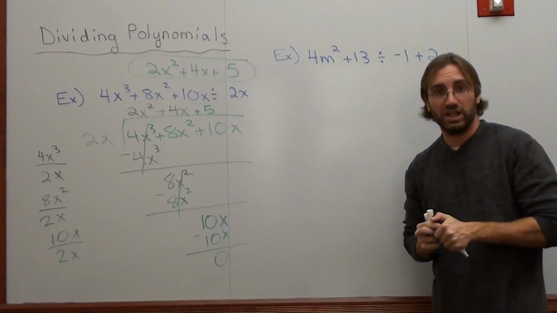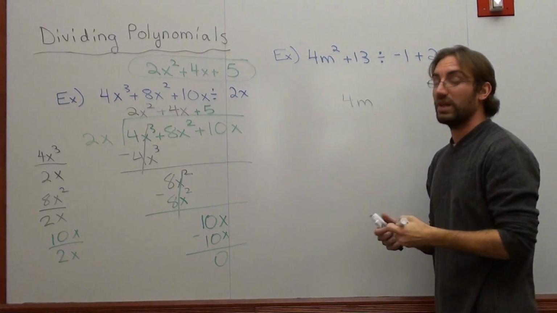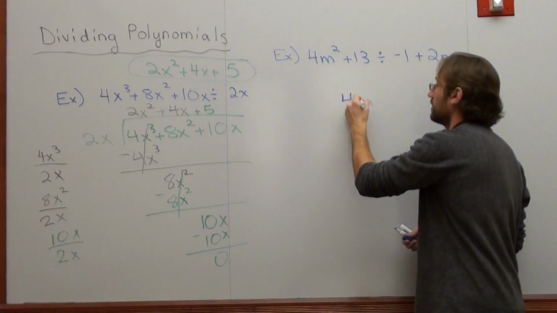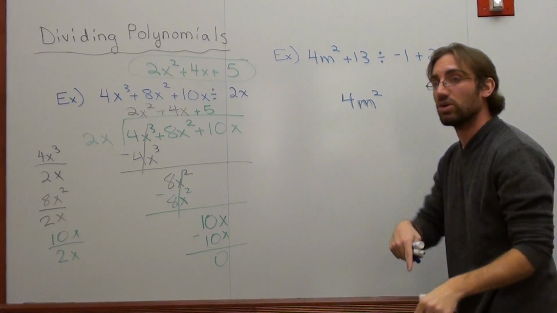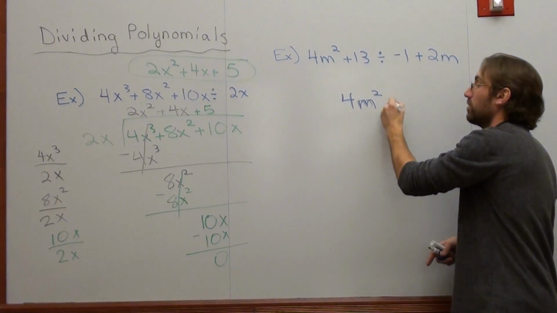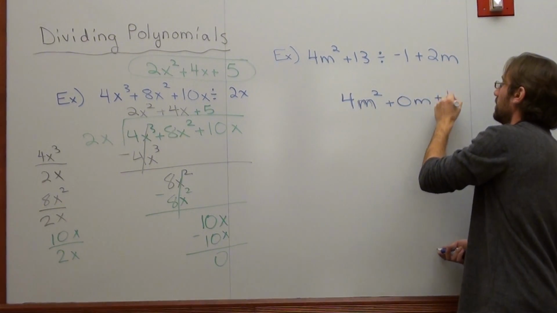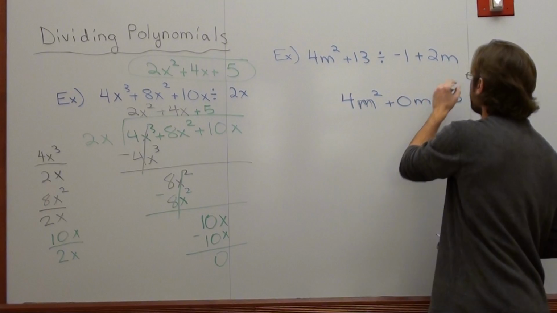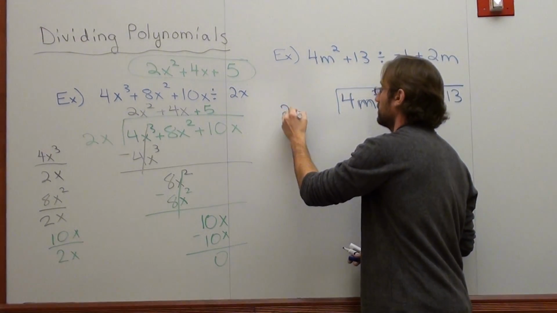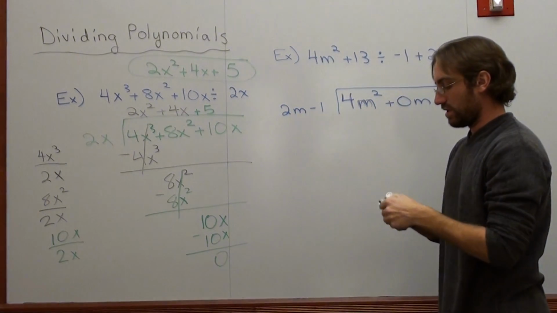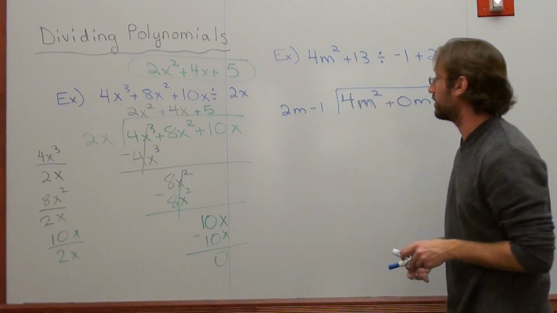So the first one goes on the inside. 4m squared, but we don't have a term in the middle, and yes, we do need a placeholder. Since there's no m term, we're going to put 0m, because 0 times m is just 0, plus 13. Now you'll see why momentarily. You divide by 2m minus 1.